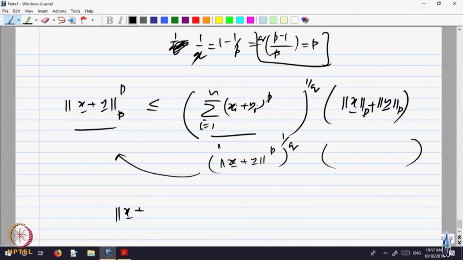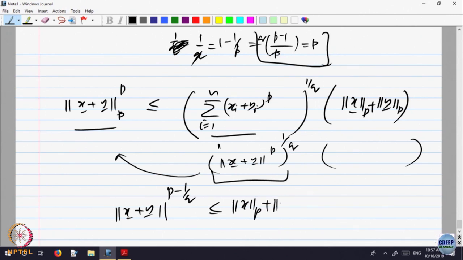So, the norm of x plus y raised to power p minus 1 over, and on this side divide both sides by this term. So, when you divide, what you will get? Is less than or equal to, is that okay? This is to the power p, yes? This is to the power p, and this is to the power p, raised to power p by q, sorry, not the same. Okay, so this is okay, this is okay.